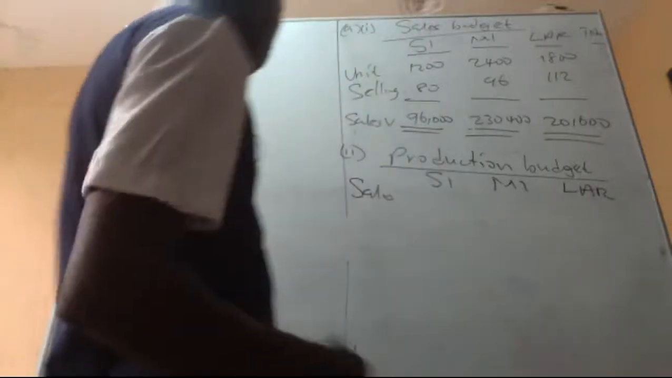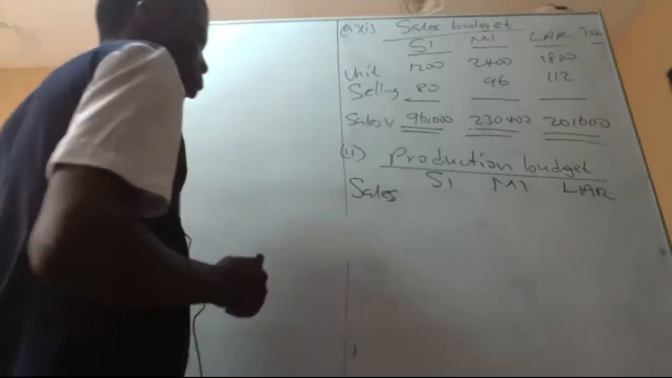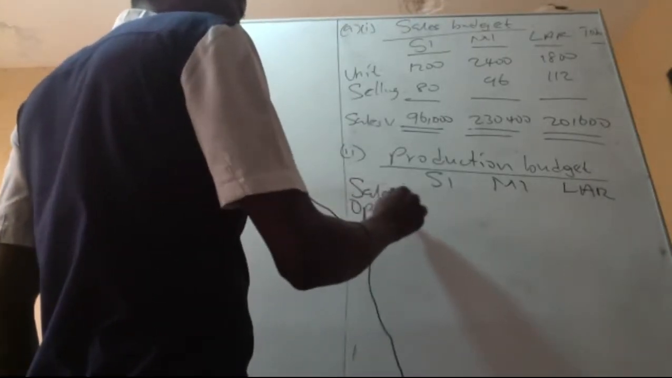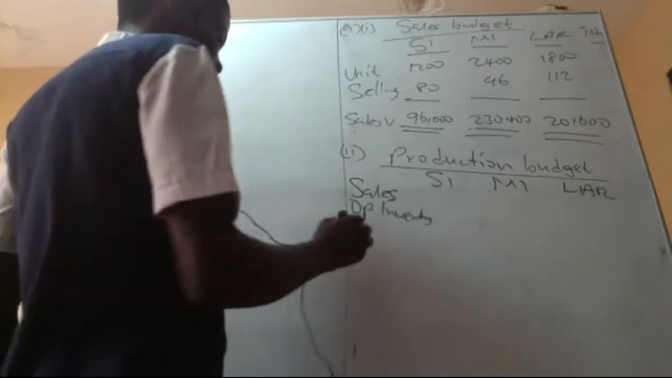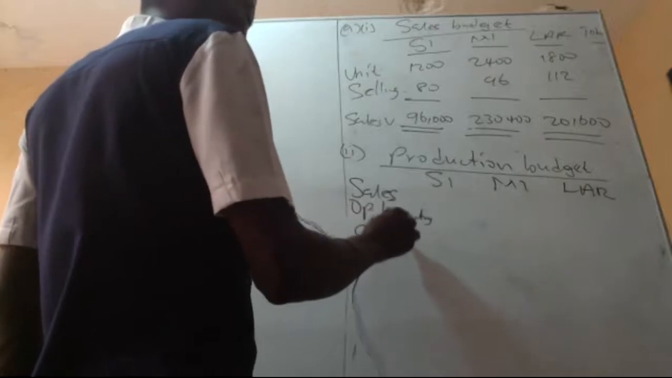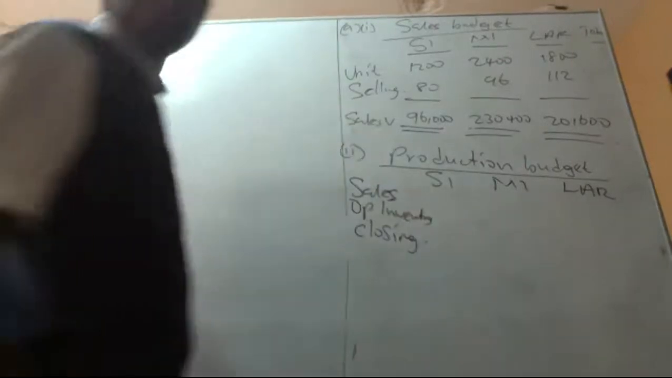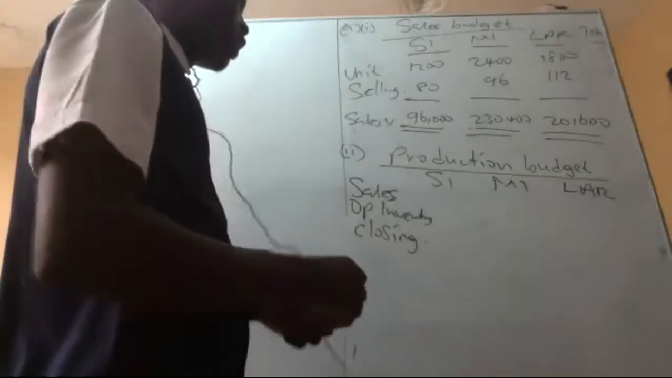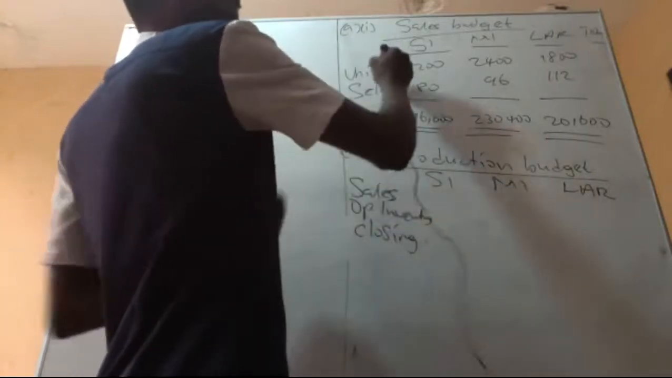So you start with your sales, then come to your open inventory, then finally you come to your closing inventory. So that is it. Good. Now the sales units for SI, they are here. These are the sales units.